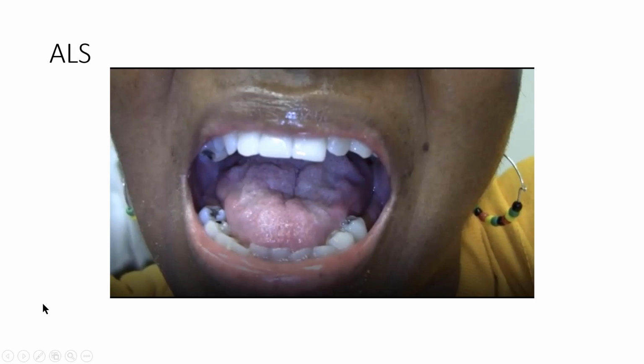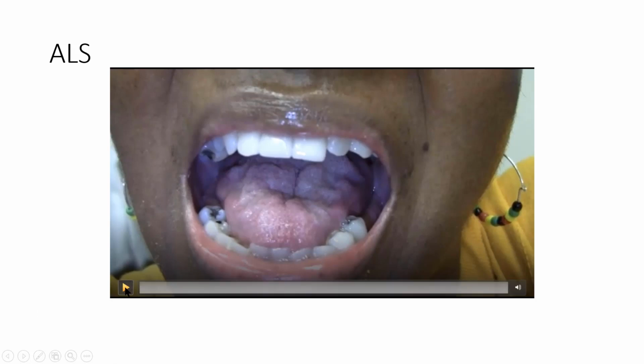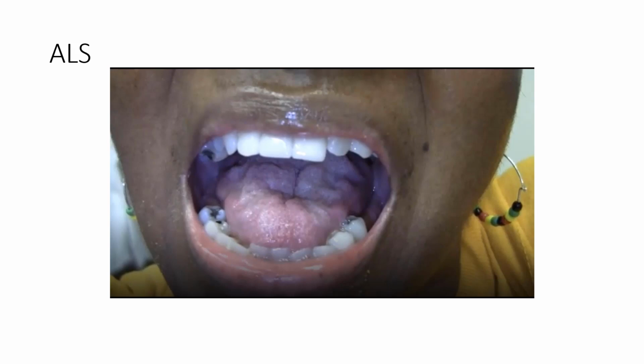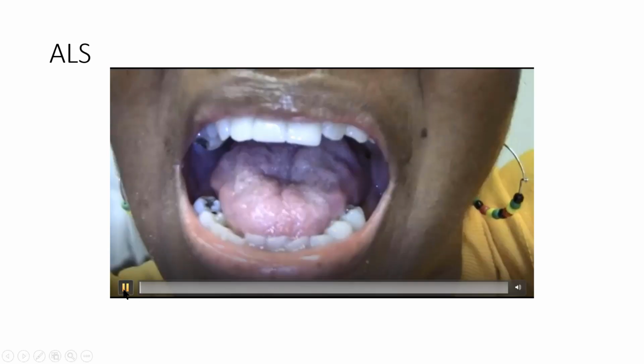In this video, I'd like for you to watch, this is an example of fasciculations, or these low amplitude muscular contractions in a patient with ALS.